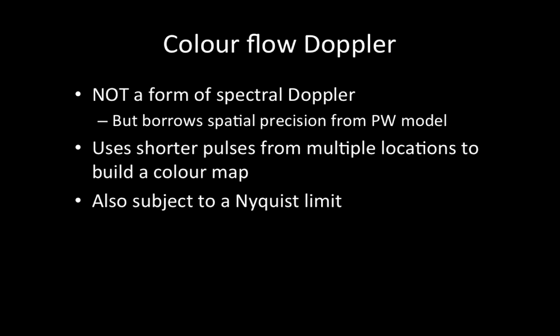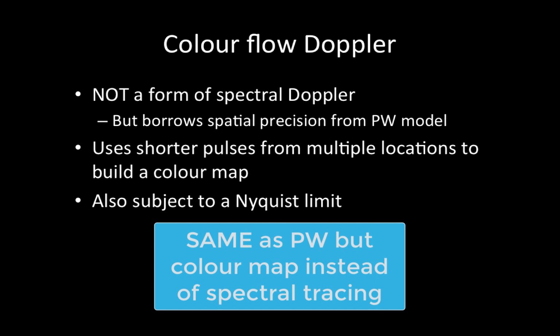Finally, color flow Doppler, or more simply, color Doppler. So while not considered a kind of spectral Doppler, color Doppler does operate on the same principles as pulse wave Doppler. That is, it generates a color map by sending multiple signals to specific locations within the color box. So because of this spatial precision, it too is subject to a Nyquist limit, and again, velocities that exceed the Nyquist limit will be subject to aliasing.